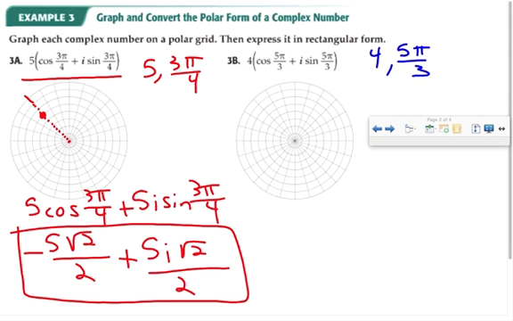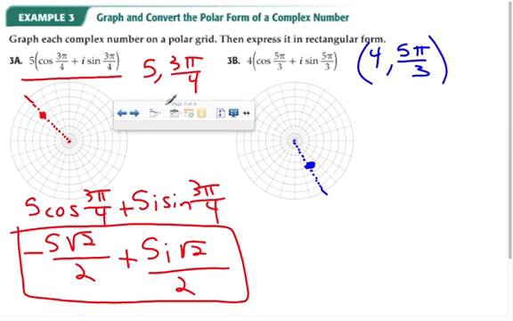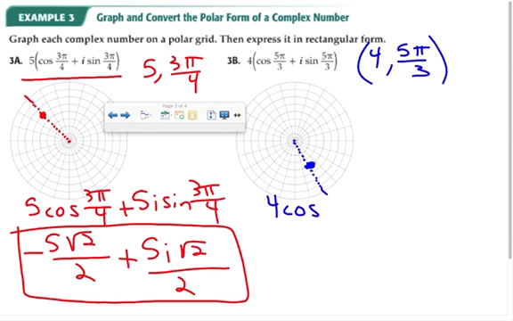5 pi over 3 is here, so I know my point is going to be somewhere on this positive side of that angle. It'll be 4 circles out, so 1, 2, 3, 4. There is my point. And to rewrite this in rectangular form, again, all I have to do is distribute and evaluate. So 4 times the cosine of 5 pi over 3 plus 4i times the sine of 5 pi over 3.